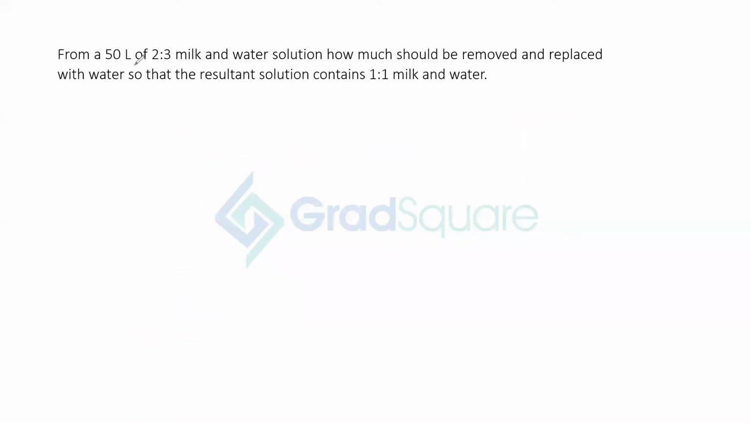From a 50 liters of 2:3 milk and water solution, how much should be removed and replaced with water so that the resultant solution contains 1:1 milk and water? Now let's understand this thing.